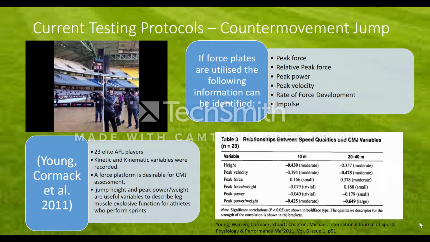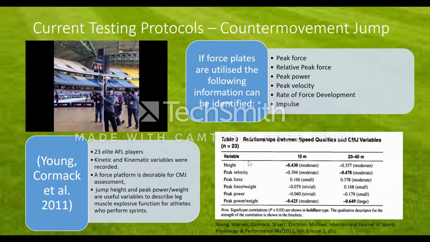Young and Cormack did a study in 2011 entitled "Which Jump Variables Should Be Used to Assess Explosive Leg Muscle Function?" The study involved 23 elite AFL players. Various kinetic and kinematic variables were recorded. They found that a force platform is desirable when measuring counter movement jump variables. Jump height and peak power per body weight are useful variables to describe leg muscle explosive function for athletes who perform sprints. So let's have a look at some of the data here.